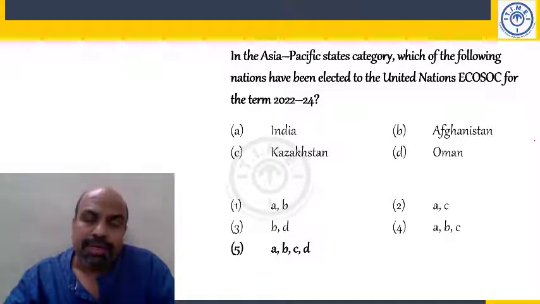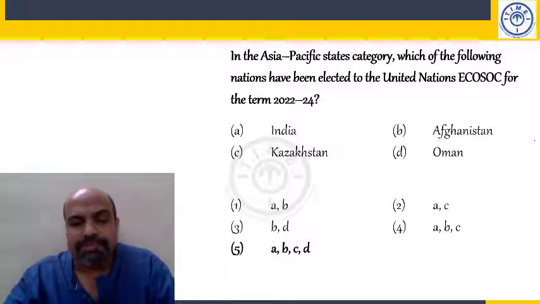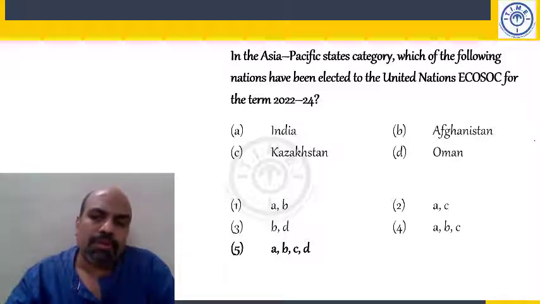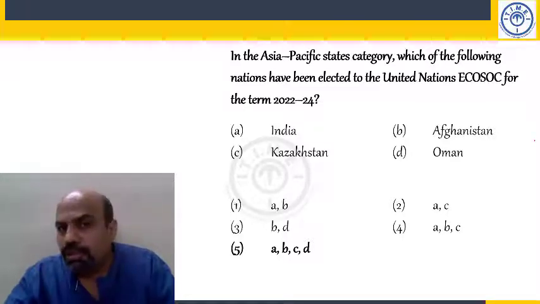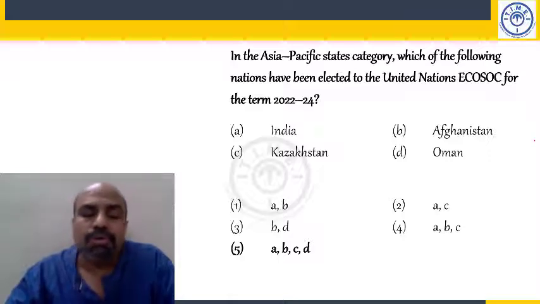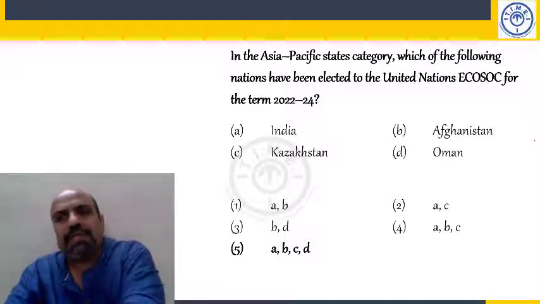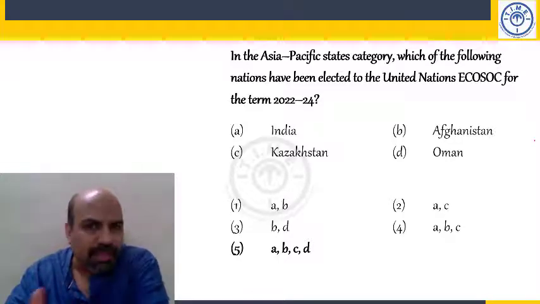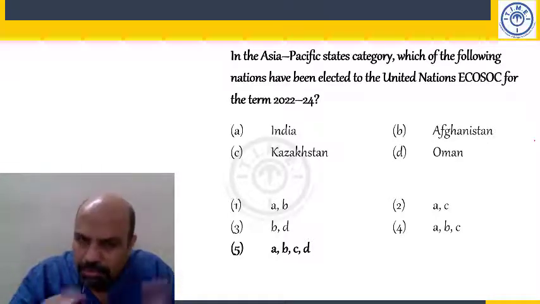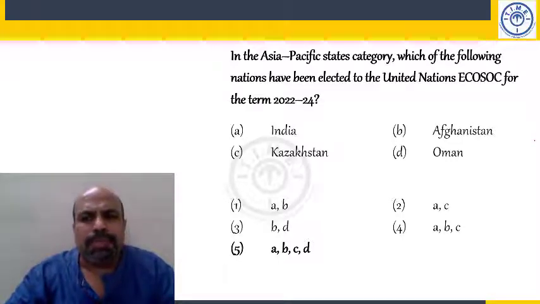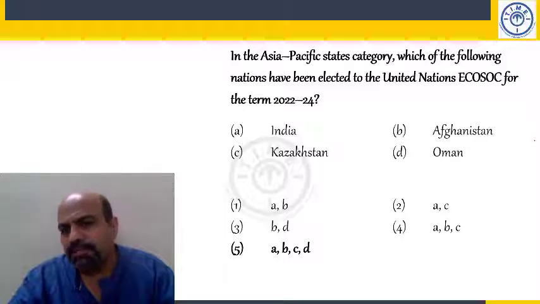responsible for coordinating economic and social fields of the organization. Organization is UN. Coordinating economic and social fields of the UN system. That's a major thing. So the UN has 15 specialized agencies, a lot of other bodies as well. So the economic and social policies of all these organs are coordinated by this particular organization. Typically, I think if I'm not wrong, it has 54 members, and these four have been elected recently.